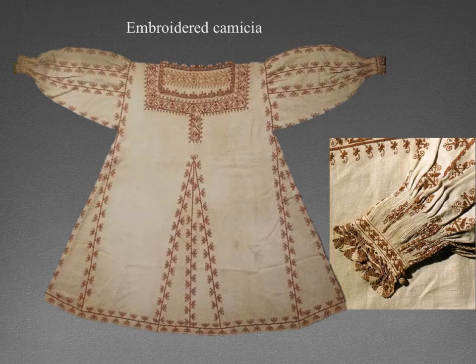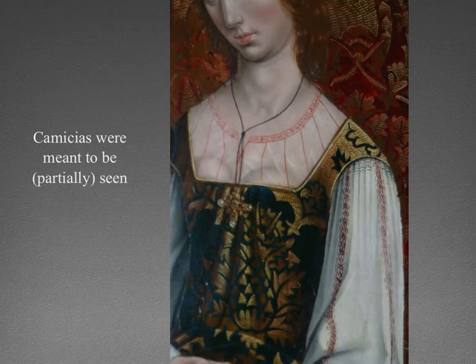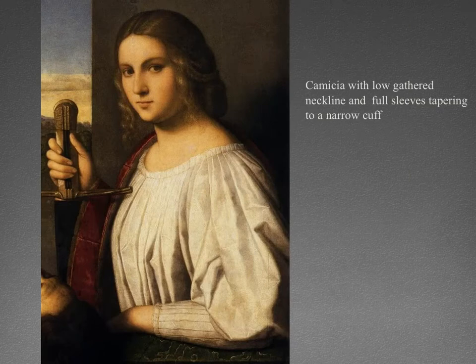But here is a surviving example of an Italian camicia, right? So it's white linen with all of this beautiful embroidery all over it. And here's an example of a woman wearing a linen camicia with embroidery. And so you can see that camicias were meant to be seen, at least partially, hence this embroidery. And here's another one. You can see this neckline is low. The sleeves are really full, and all of this fullness is gathered into tiny pleats and then tapered into this narrow cuff. So you can see, again, this conspicuous consumption.